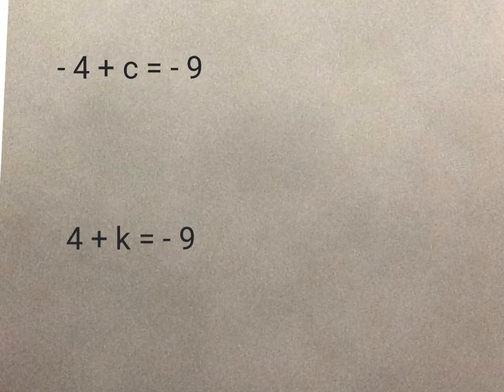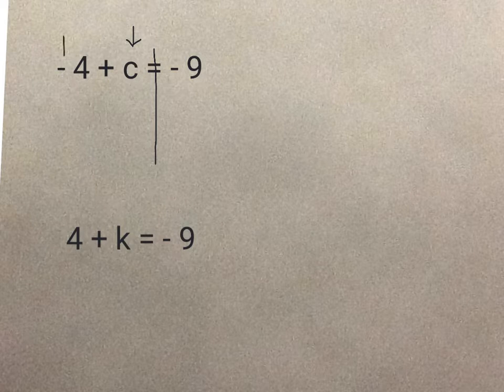Okay, so negative 4 plus c equals negative 9. So let's first start with drawing a line down the center, or down the equal sign. And we want to work on the side with the variable, which is c, because we're trying to solve for the unknown, which is c. What operation is with the c?